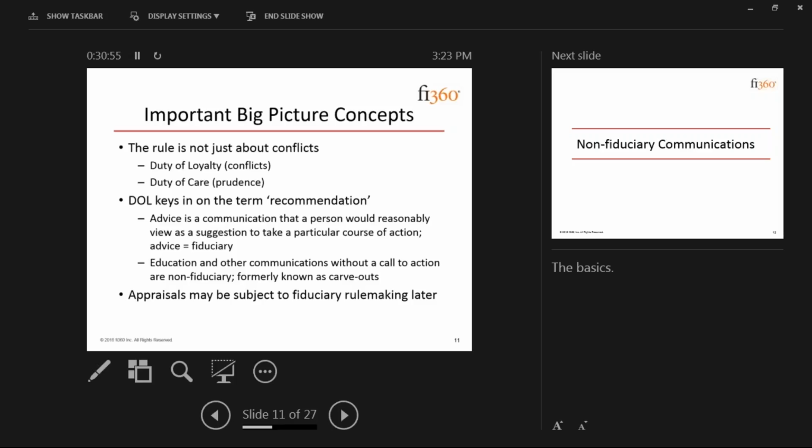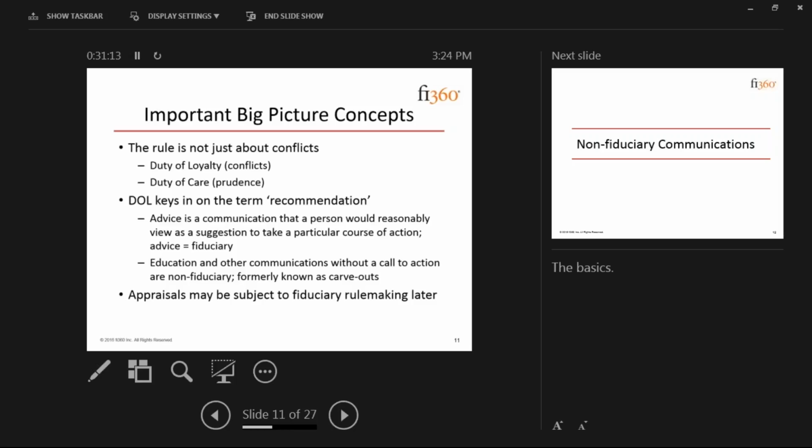Education and other communications without a specific call to action are non-fiduciary, and we'll get to those in next year, the non-fiduciary communications. There are actually 5 categories of those. In the proposed rule back in early 2015, they were known as carve-outs.